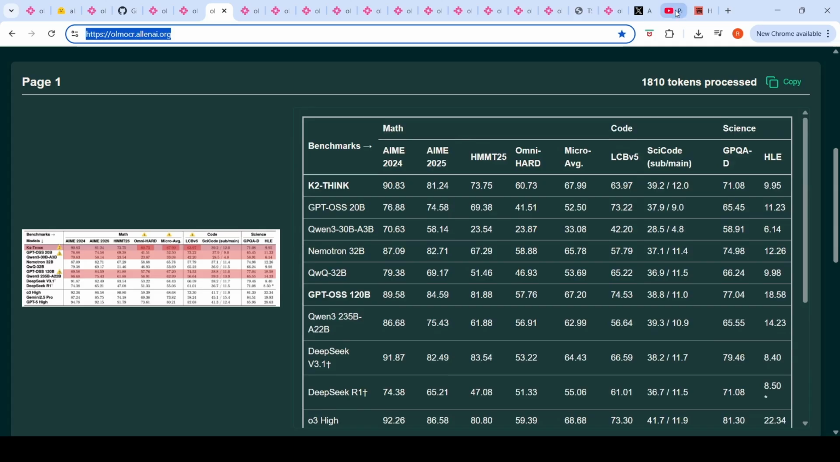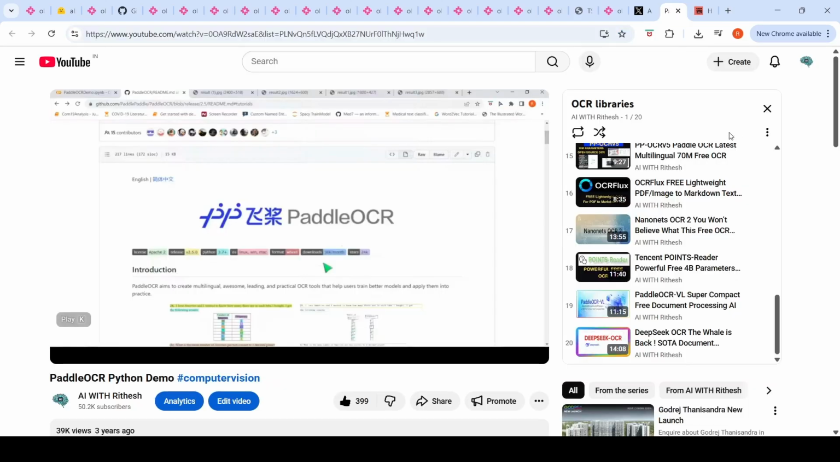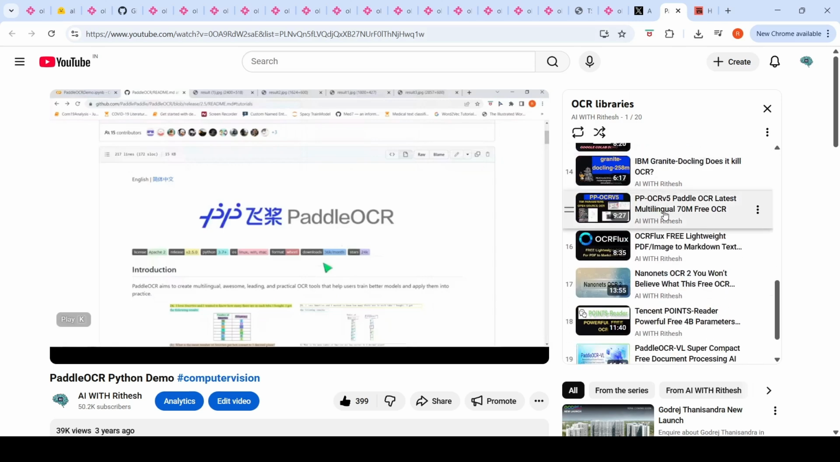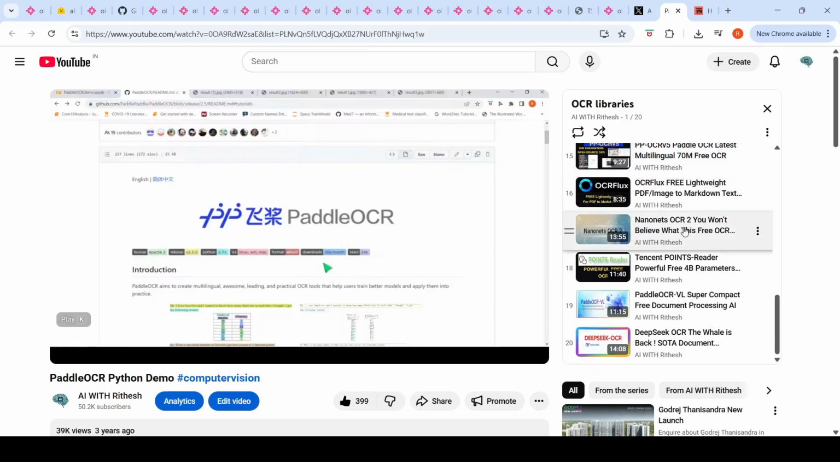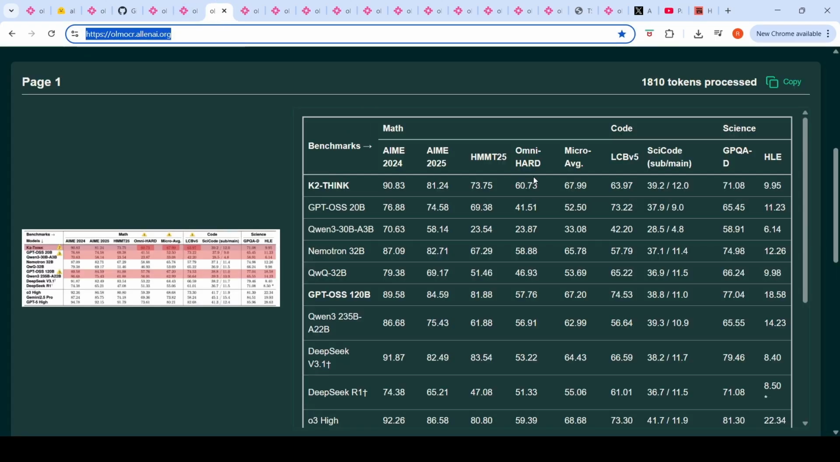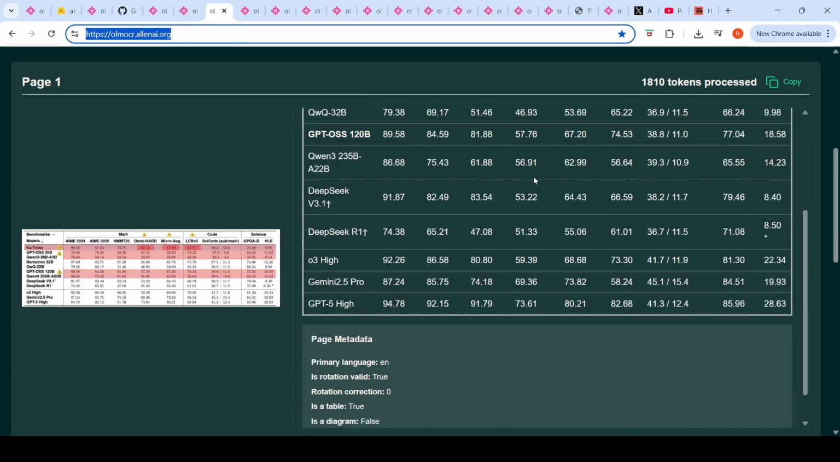I've tested a lot of OCR models recently, and my OCR libraries playlist keeps getting updated. You know, I have tested out PaddleOCR, Granite Docling, Nanonets OCR2, Points Reader, PaddleOCR-VL, even DeepSeek OCR. This model seems to be performing excellently on a lot of data which I have tested on.